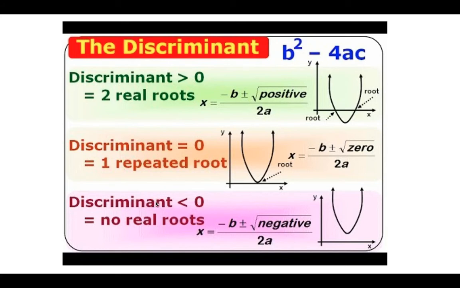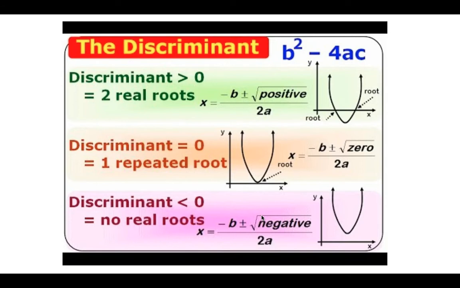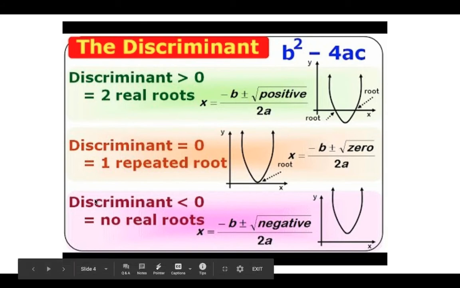If the discriminant is negative, there's no real roots. If you go higher in math, you'll talk about imaginary numbers. We are not getting into that now. That's when you take a square root of a negative number. All you need to know here is if the discriminant is negative, it does not go through the axis. So it's either floating above it or floating below it and pointing down.